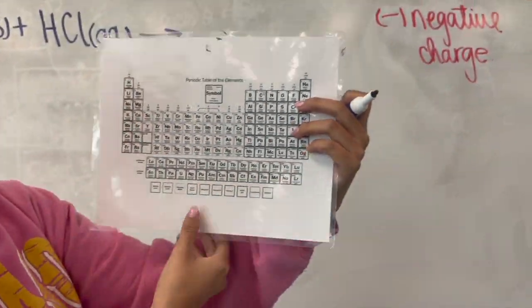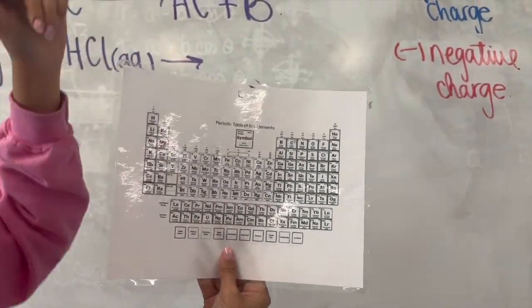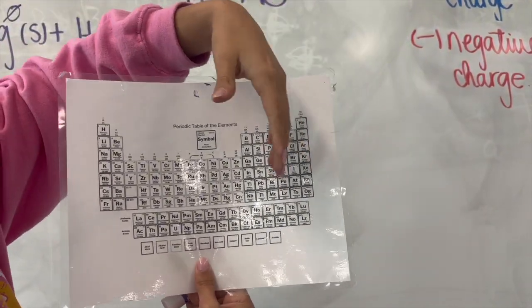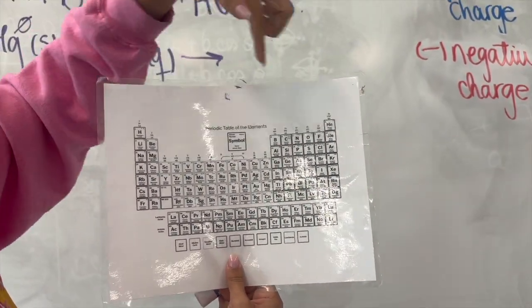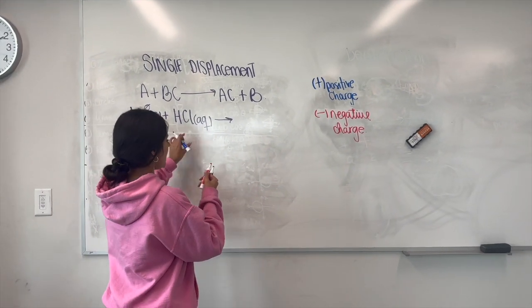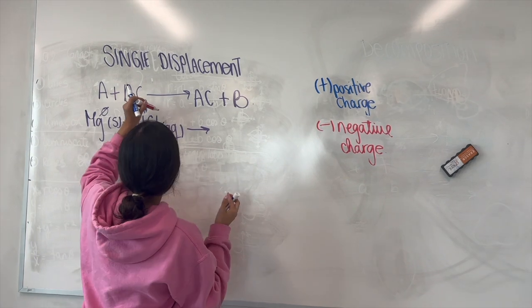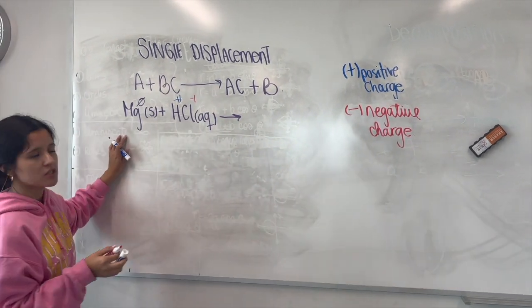It's on the left side of the periodic table, so that means that it's positive. And then we have chlorine that is on the right side of the periodic table, which is the negative side, so it's going to be negative. So it's going to be +1 and -1. And we know that H is going to be +1, and chlorine is going to be -1. And magnesium does not have a charge.